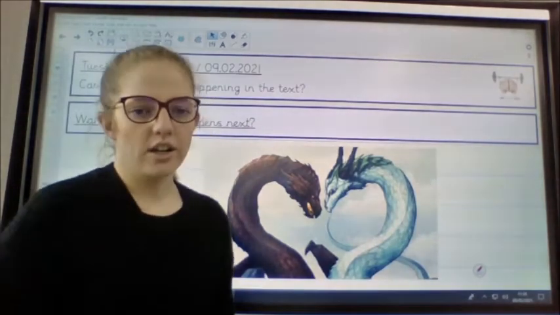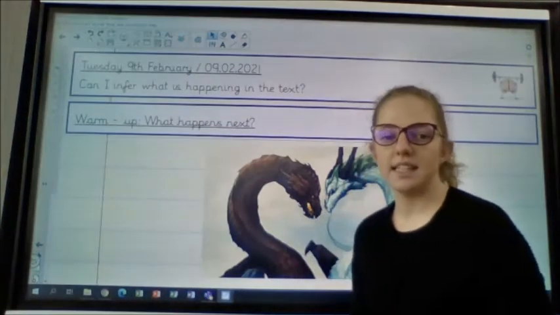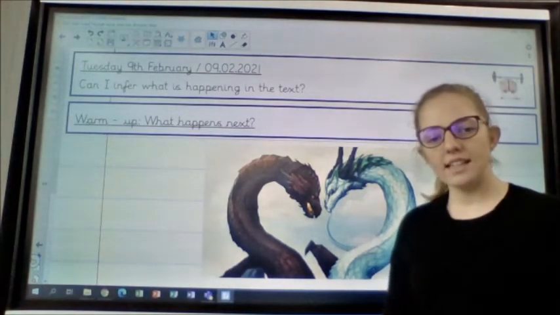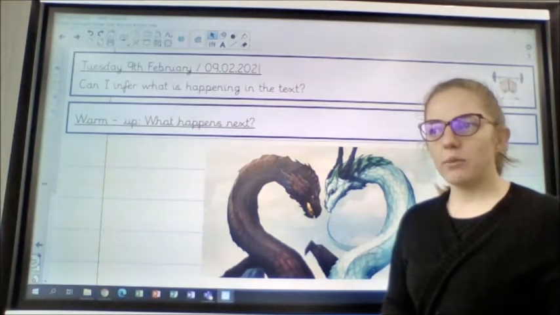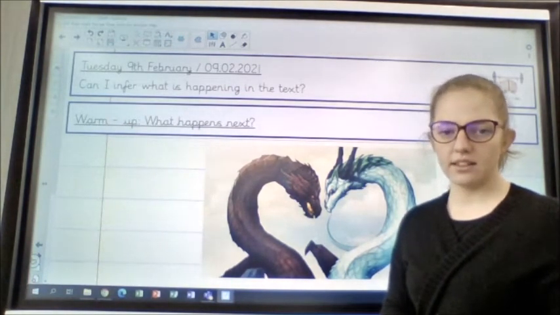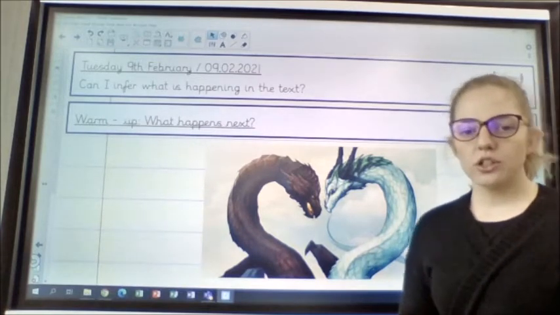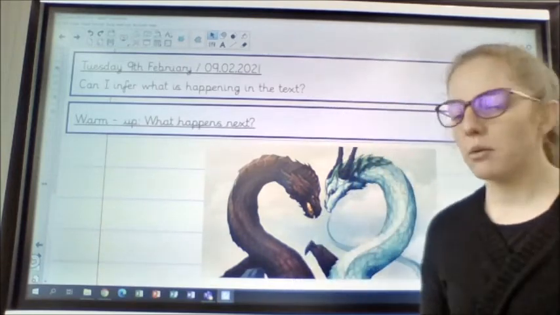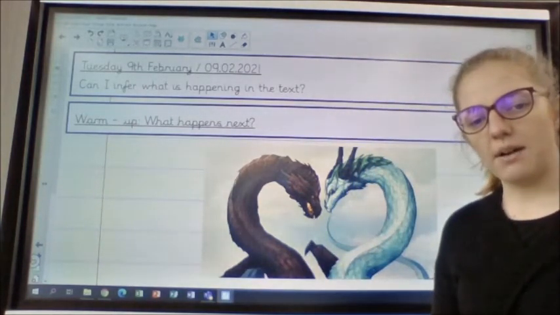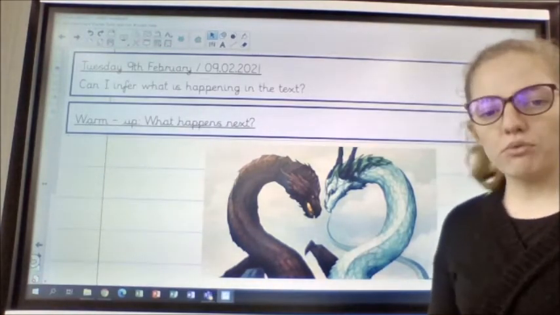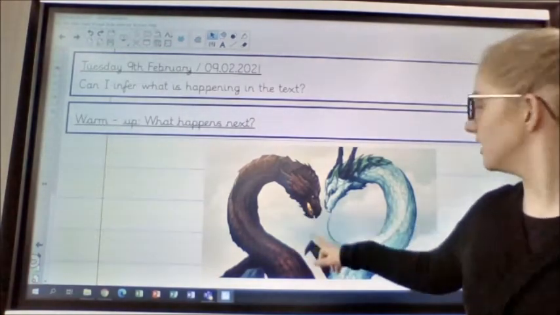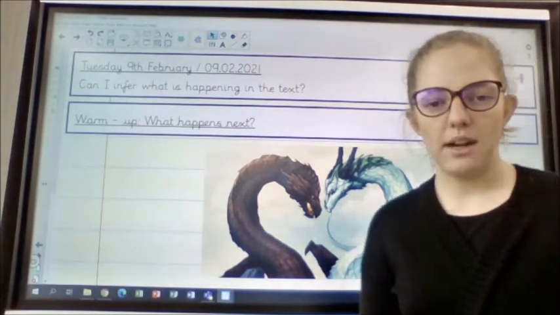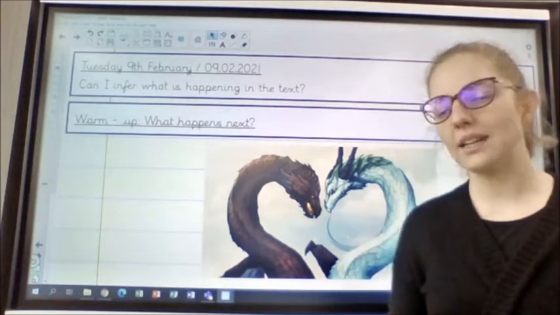So before we start, I have added a warm-up to the slides. I've got a picture and I want to know what happens next. Okay, so I want you to just write a couple of sentences, you don't have to do much, to tell me what you think is going to happen next. So I've got a brown fiery dragon, I have a blue icy dragon. What do you think is going to happen next? So that's your brain warm-up for today.